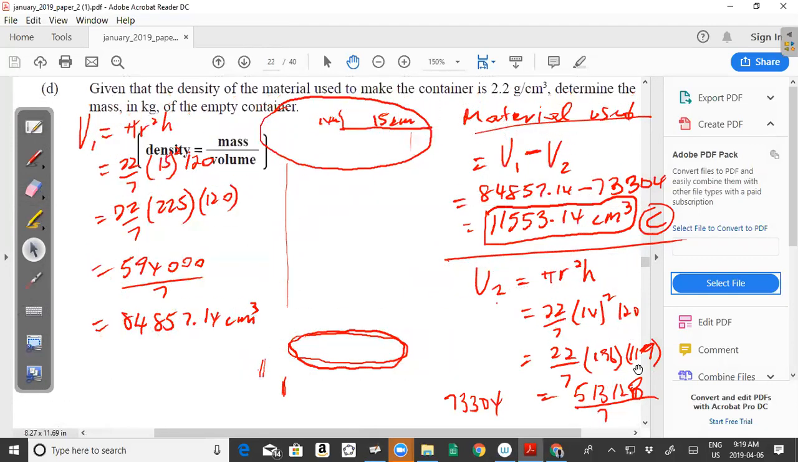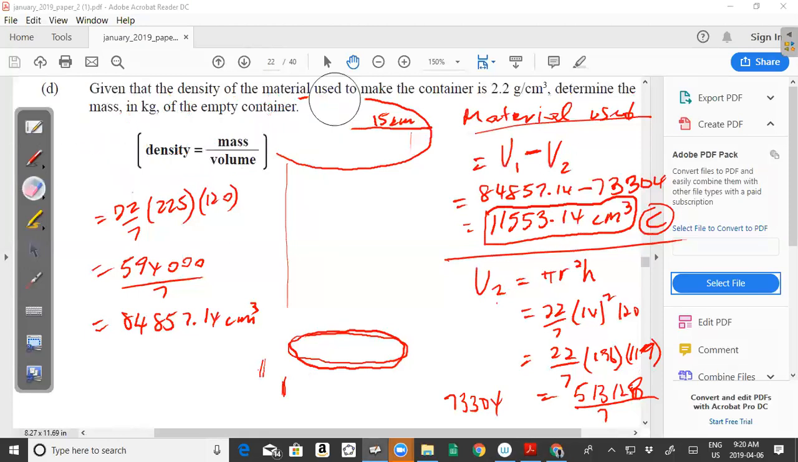Okay, given that the density of the material used to make the container is 2.2 grams per centimeter cube, determine the mass in kilogram of the empty container. All right, so density, of course, is given as the mass divided by the volume. And of course, this mass here is actually in grams, and they want to determine the mass in kilograms, all right?